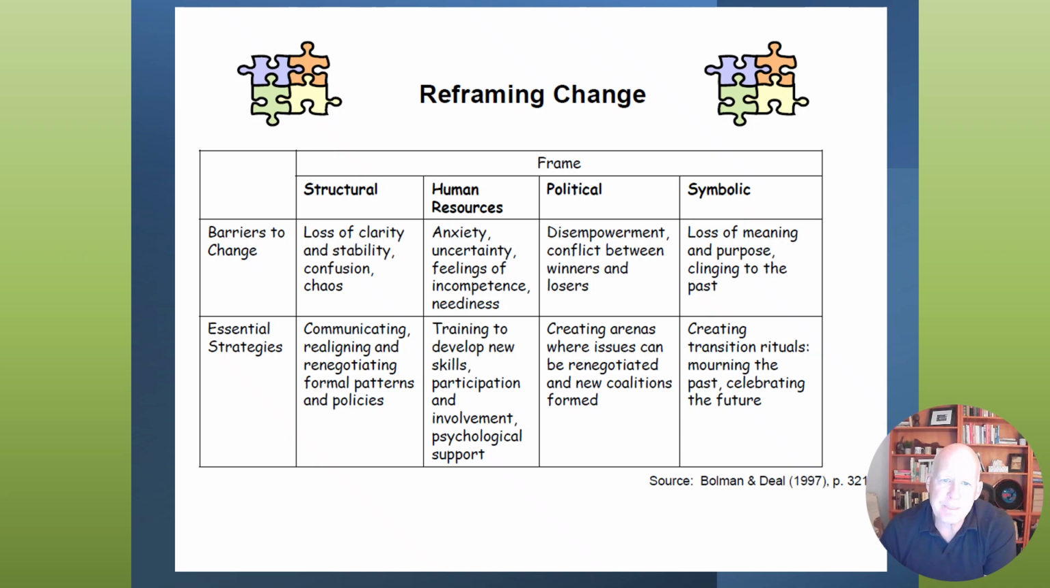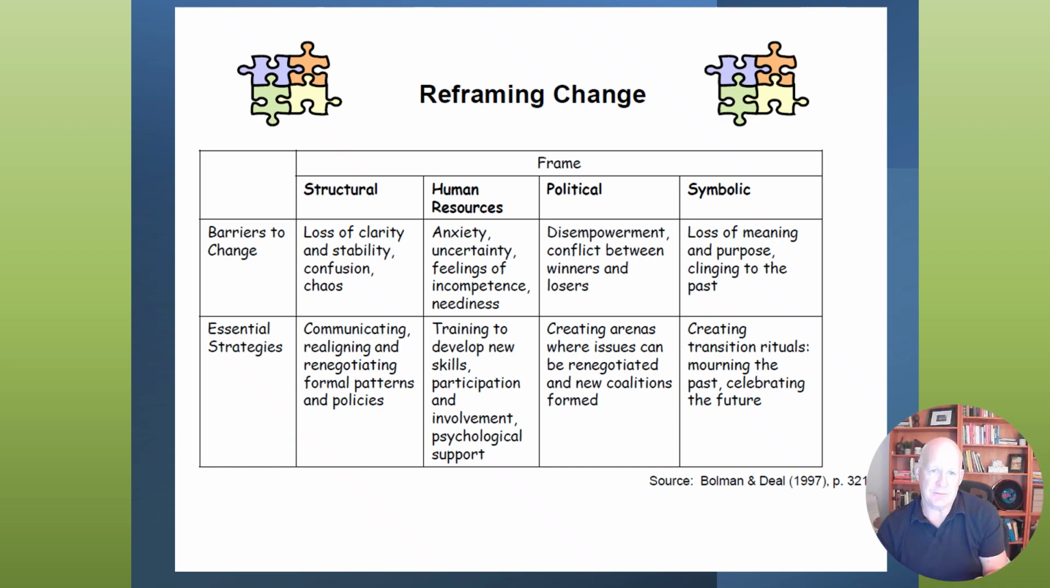So, reframing change, really how the frames are applied. This is in the application. The frames tell us what's getting in the way of change. That's what the barriers to change address. Then on the second row, what strategies are required. So frames are used for two purposes. One is to analyze what's going on, and two is to determine what action to take. What strategies do I need to take?